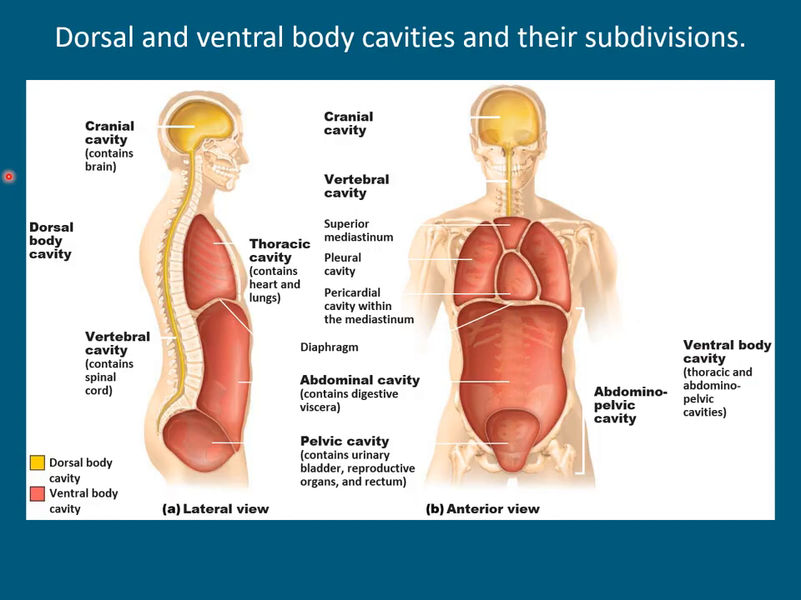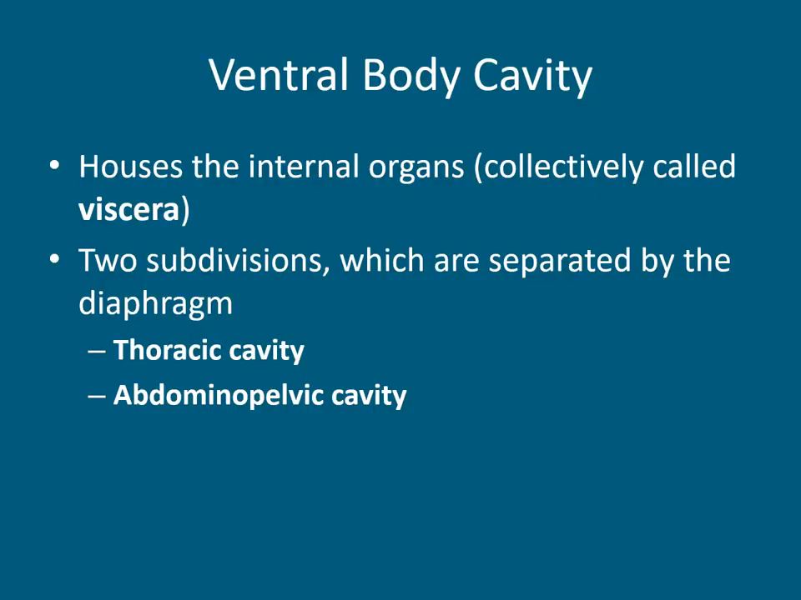And then in the red is the ventral body cavity, which, as you'll see in a moment, is subdivided into the thoracic cavity and the abdominal pelvic cavity, which is further divided into the abdominal and the pelvic. The thoracic and abdominal pelvic cavity, this right here is the diaphragm. From this viewpoint, you can see right here, and that is what separates the thoracic cavity from the abdominal pelvic cavity. So the ventral body cavity does contain a lot of your internal organs. Internal organs are often referred to as your viscera. I know we like to add more vocabulary to confuse you.